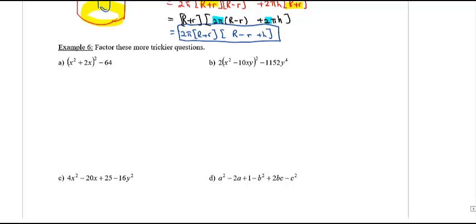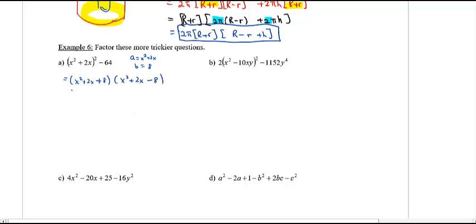A, I see a difference of squares, if you can see that too. Our A value is x squared plus 2x. Our B value is 8. So x squared plus 2x plus 8, x squared plus 2x minus 8.